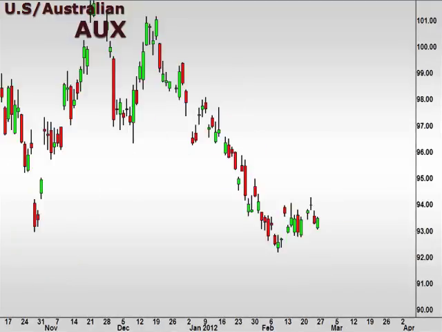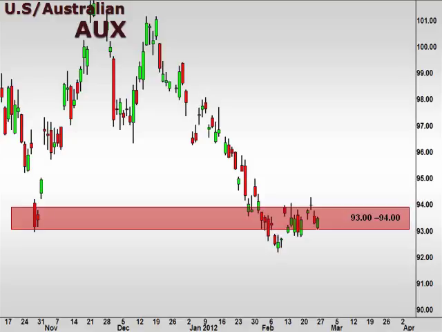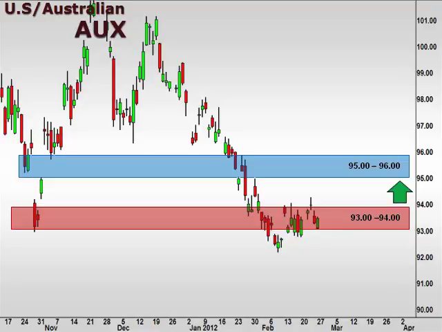Let's take a look at the AUX, the US dollar versus the Australian dollar. Well, it appears that the AUX is forming a bear flag. However, there is a strong support at 93.94. A break below 93 opens the window for a continuation lower. A break above 94 is likely to yield a test towards this 95.96 focal zone.